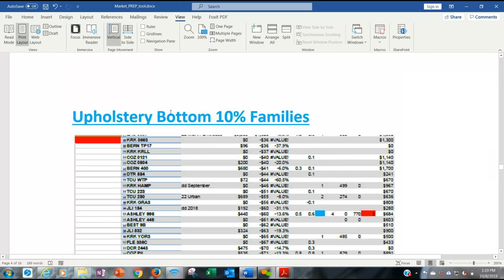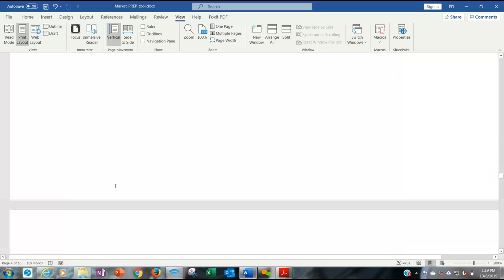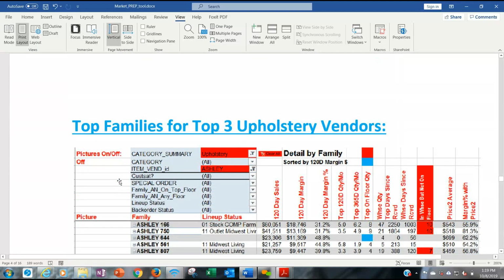Okay. So again, this is for all vendors, but just looking at the upholstery category. And then from there, looking at the top families for the top 3 upholstery vendors. This is probably a good recommendation depending on what showrooms you're going to visit at market: just having this type of view available, say if you're going to go into the Ashley showroom or Flex Steel, et cetera. Depending on what your top vendors are, have that information available and understand which ones are really performing over the last 4 months based on 120-day margin dollars.